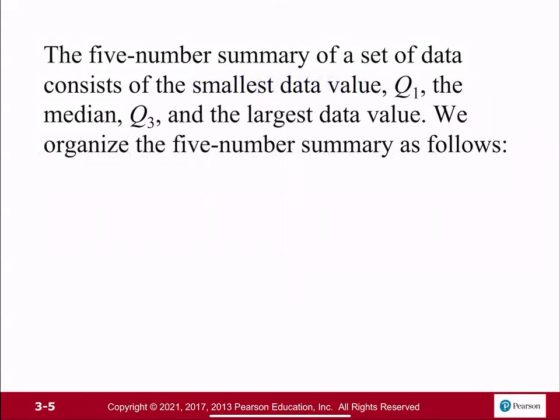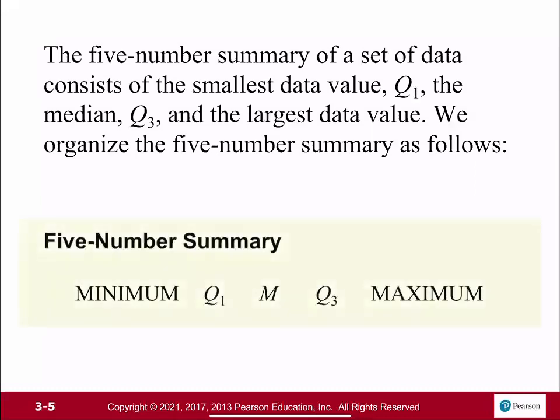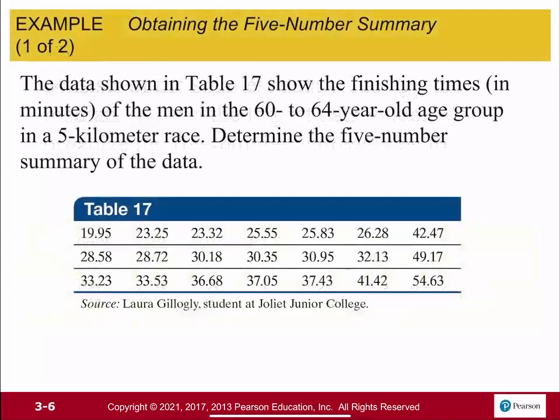So the 5-number summary of a data set consists of the smallest data value, the 3 quartiles, so Q1, Q2, Q3, and the largest data value. We organize the 5-number summary as follows: minimum, Q1, median, Q3, and the maximum.